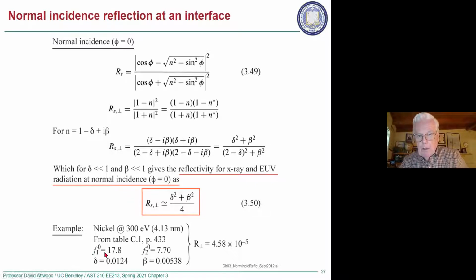And we put in numbers, looked up numbers from the website that we use so frequently. And these were the values for F1 and F2. These were the values for delta and beta. And if you calculate it, it's less than 1 part in 10 to the 4. But if you remember, these deltas and betas involve a lambda squared. And so as you go from 4 nanometers down to 1 nanometer or 1 angstrom, these numbers are really going to drop quickly. Okay, so there'll be a homework problem just plugging in some numbers for hard X-rays.